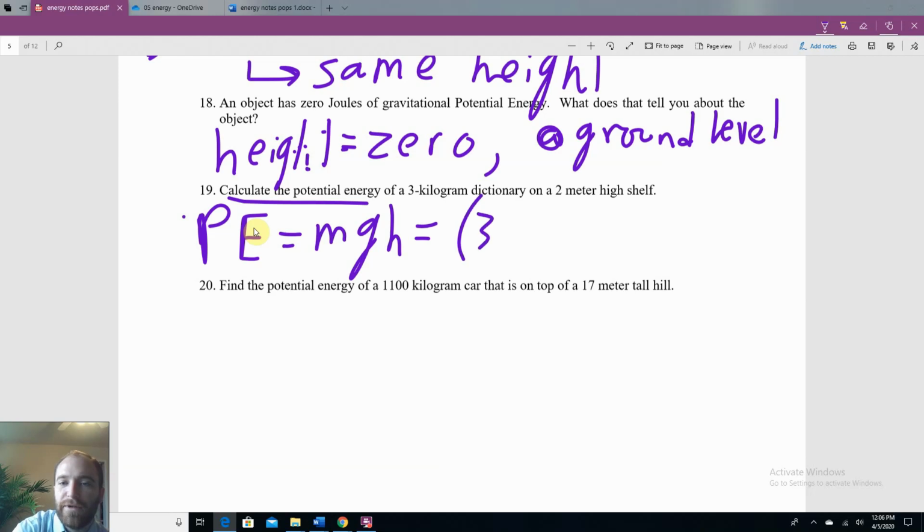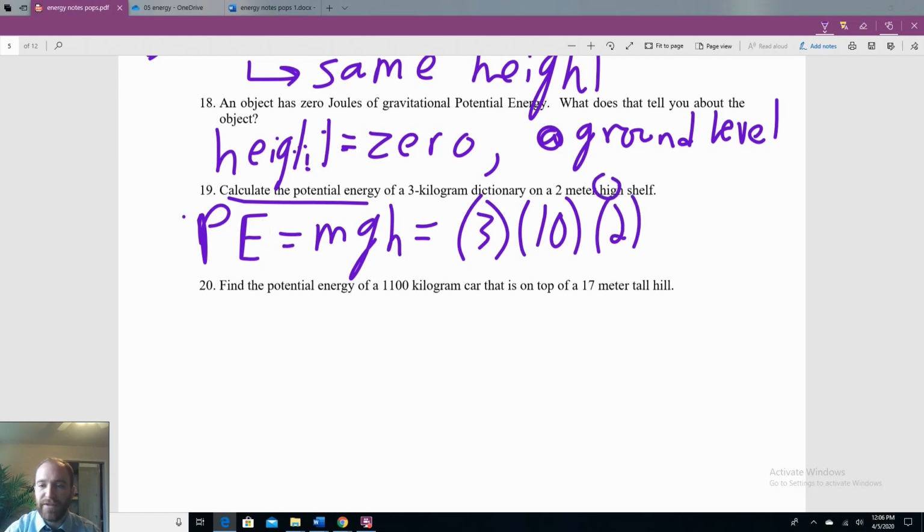I think m is 3 because mass is measured in kilograms, so that 3 kilograms must be the mass. G, always, always, always, here on Earth, has a value of 10 meters per second squared. A 2 meter high shelf sounds like height, so we'll throw that in here. It's a nice, easy calculation to do in your calculator. No squares or anything like that, what we had for kinetic energy. 3 times 10 times 2 is, I got 60, and the unit, joules.